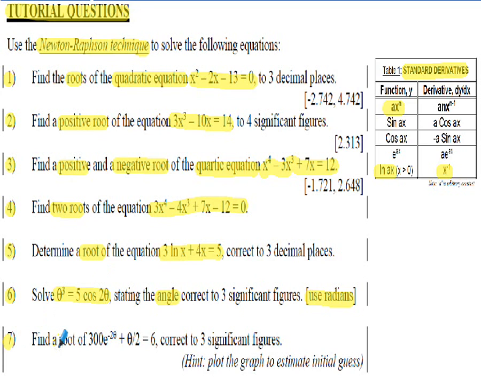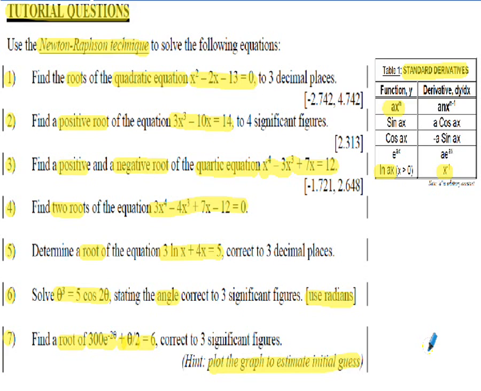Question 7, we're asked to find the root of the equation 300 multiplied by e to the negative 2 theta plus theta divided by 2 equals 6. Notice in this equation you'll need the standard form of e to the ax, which differentiates to a e to the ax, to help you solve this problem. We're asked to find the answers to 3 significant figures. The hint is to plot a graph and estimate the initial value.